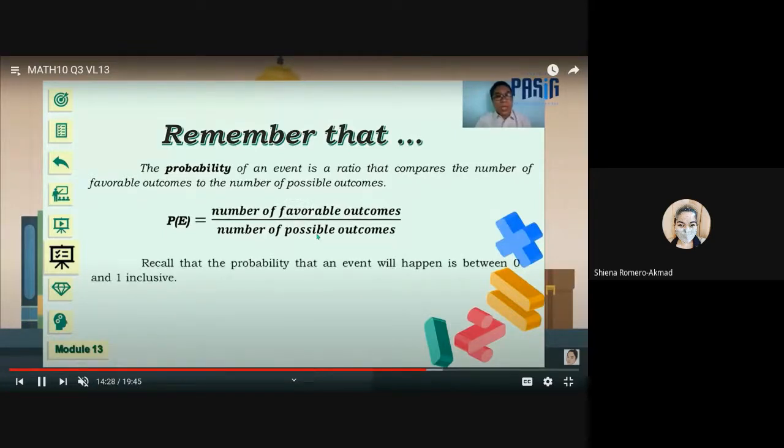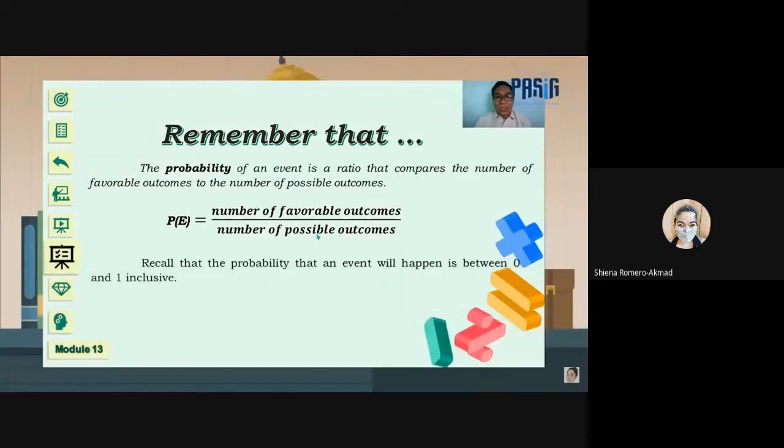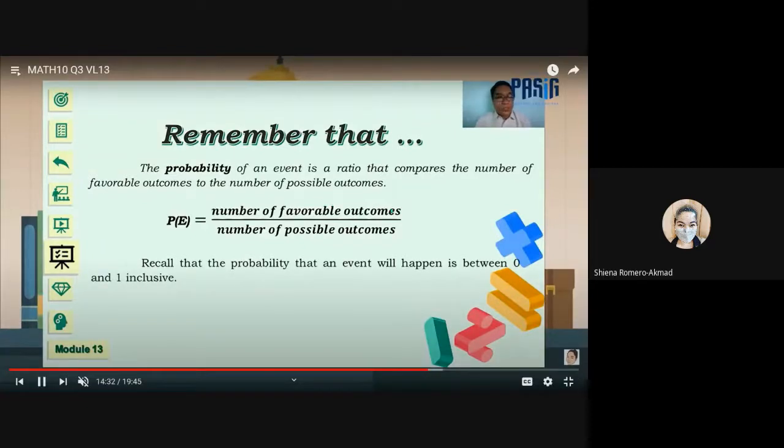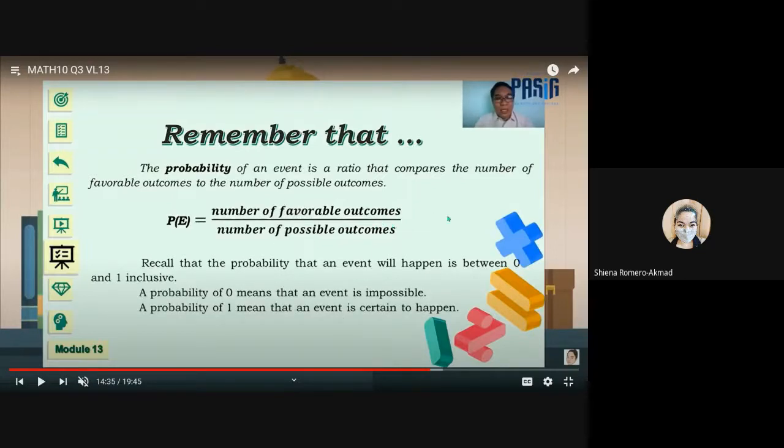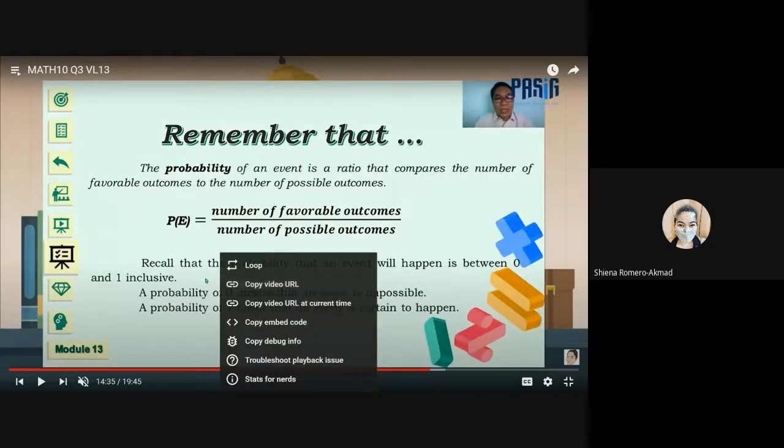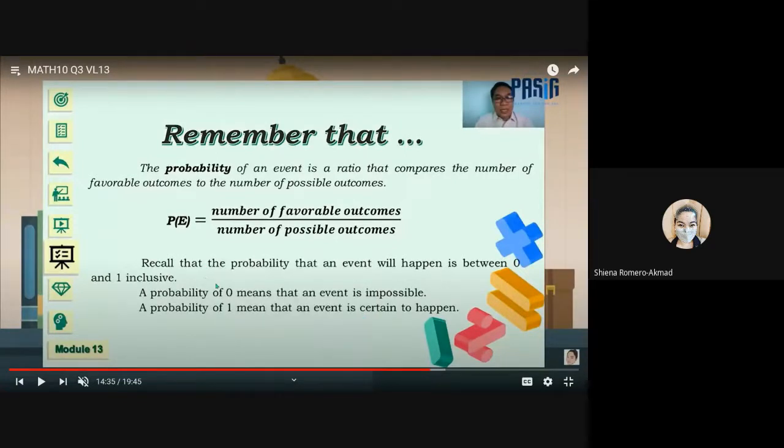We have this as the number of events or the number of elements in this event divided by the number of elements in sample space. So we have to recall that the probability is between 0 and 1, 0 being a representation that the event will not happen, and 1 meaning the event will certainly happen.